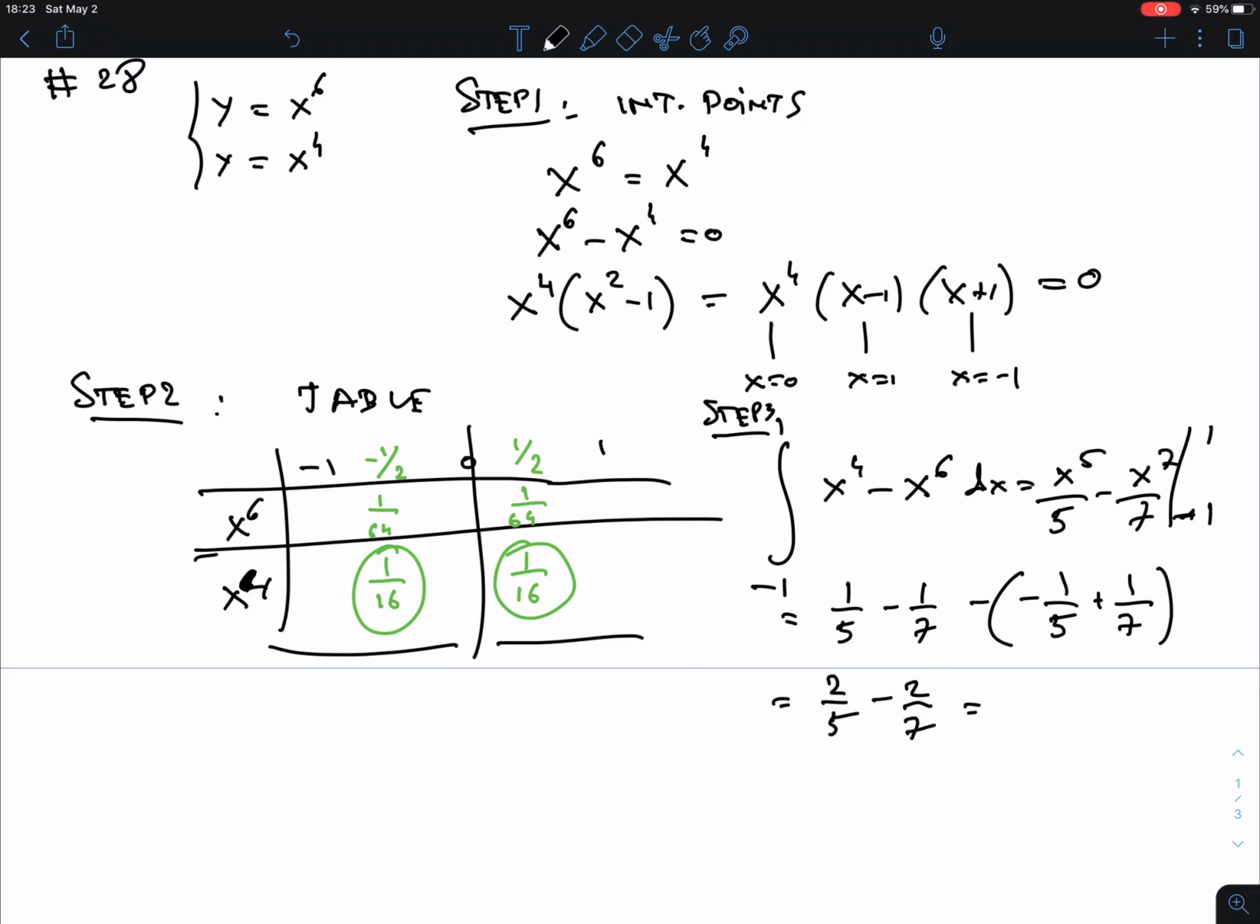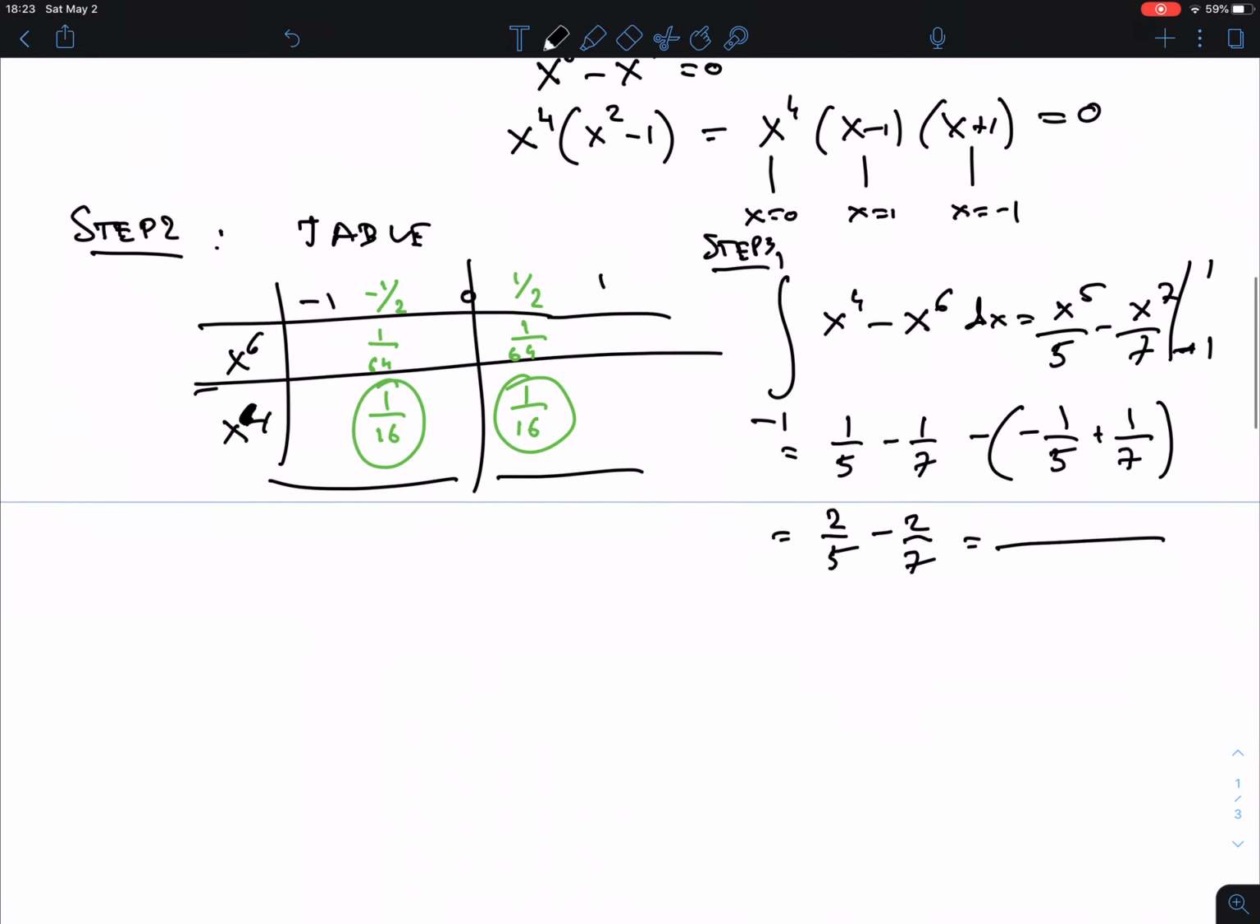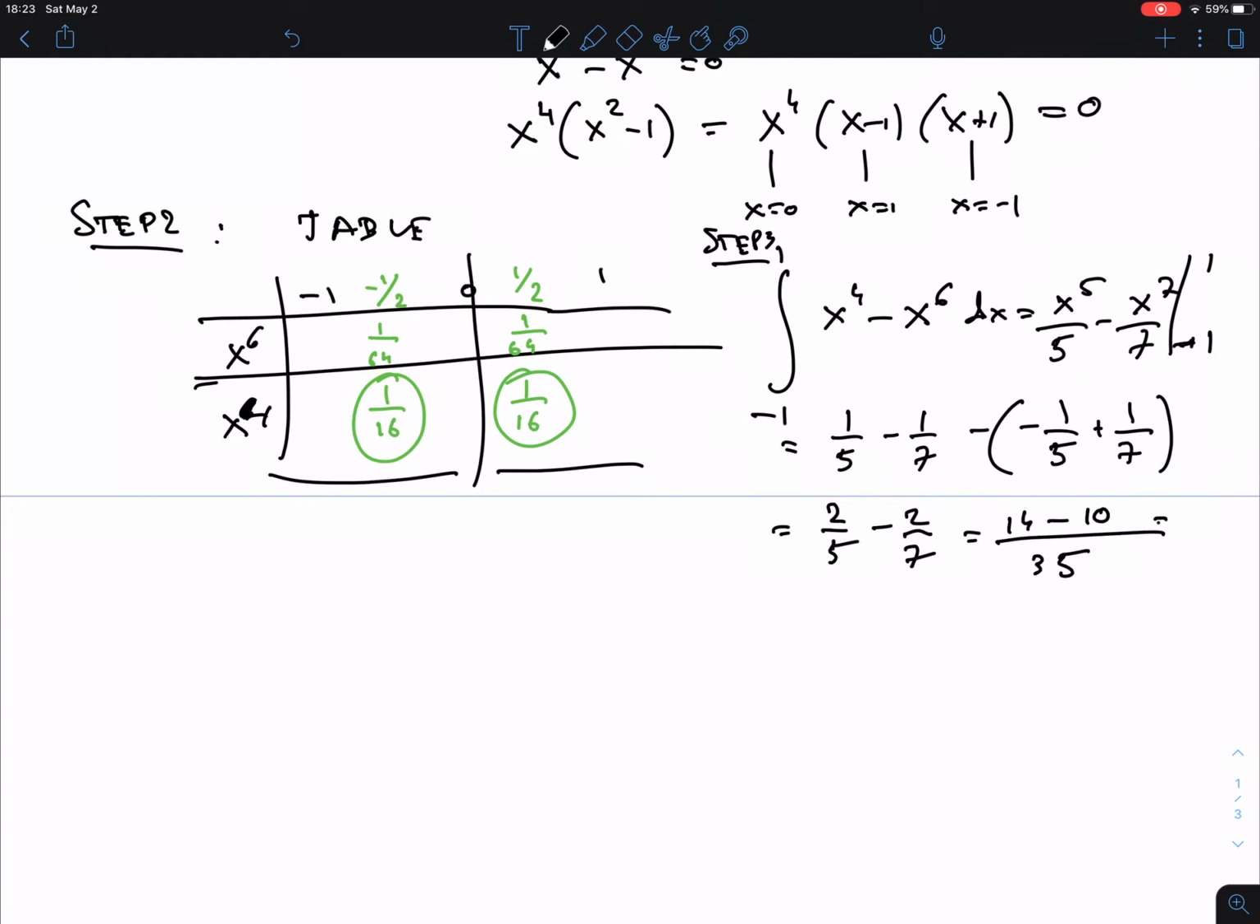Now just to double check that this is something that is positive, put everything on common denominator 35, then we have 14 minus 10, so we get 4/35, which is a positive number. And in fact, each of these things are positive, as we already said.